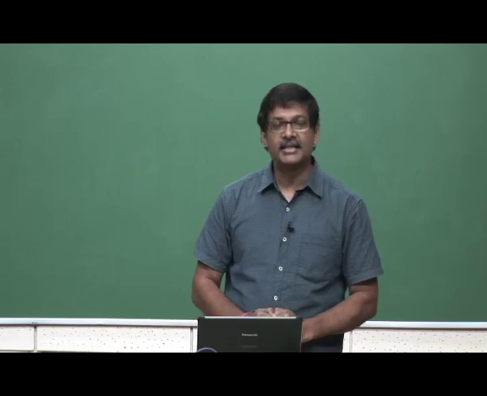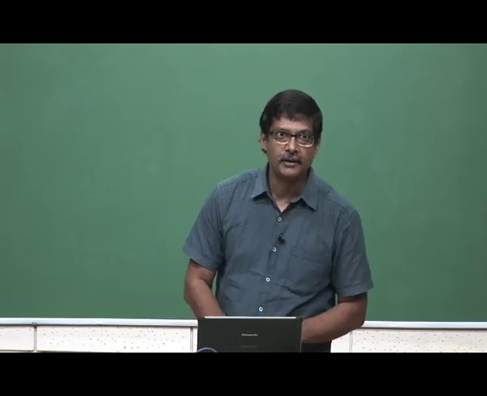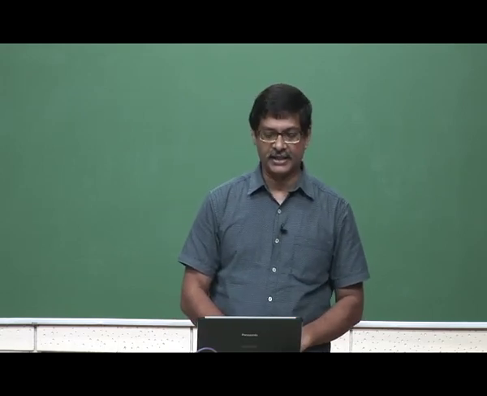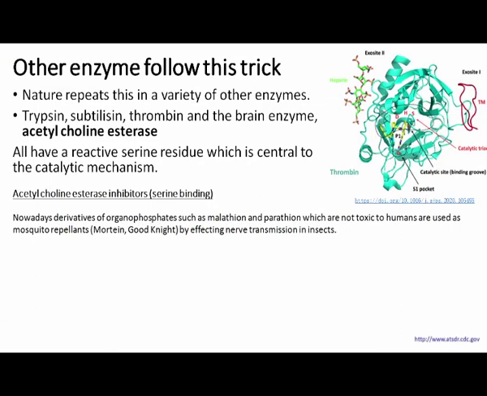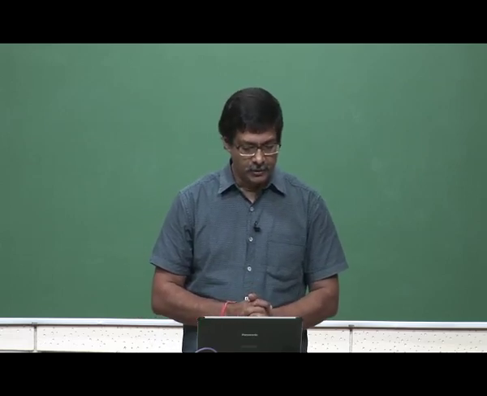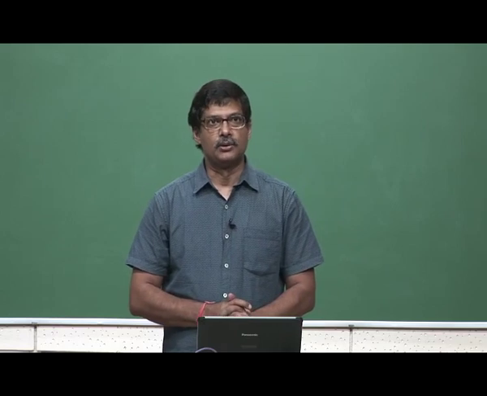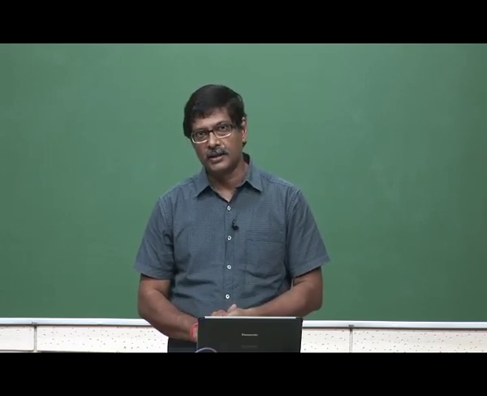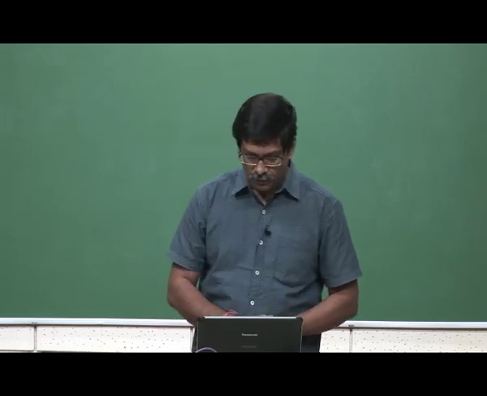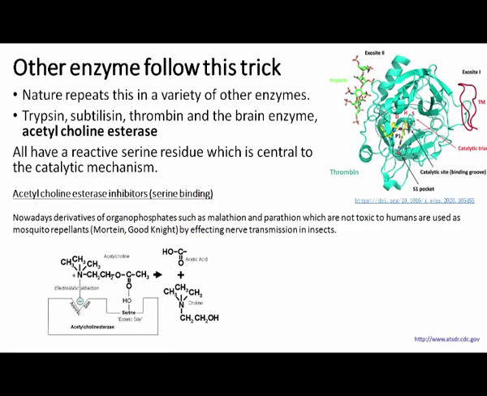For example, acetylcholine esterase inhibitors. What are they? You know nowadays organophosphates such as malathion or parathion are used as mosquito repellents, for example, in Good Night. They affect nerve transmission in insects, but they do not affect nerve transmission in humans. So, the structure of the human acetylcholine esterase is different from the structure of the acetylcholine esterase of mosquitoes and other insects. If the structure is different, their binding will be different, but the function is the same. So, we use what is called nerve gas, and this is how a nerve gas works.